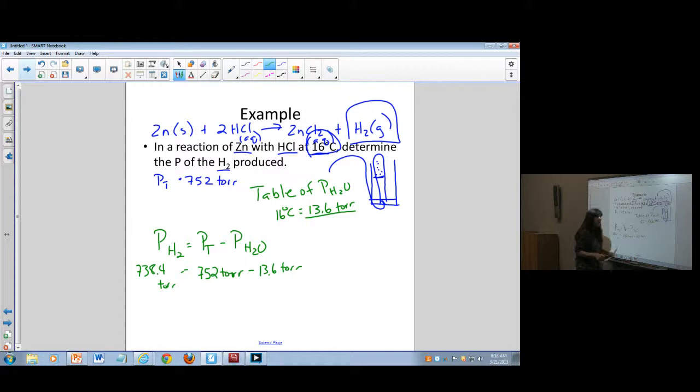Okay, so finding partial pressure when it's done over water is relatively easy because there's a table that tells you everything you need to know about the pressure of the water, as long as you know what the temperature is.